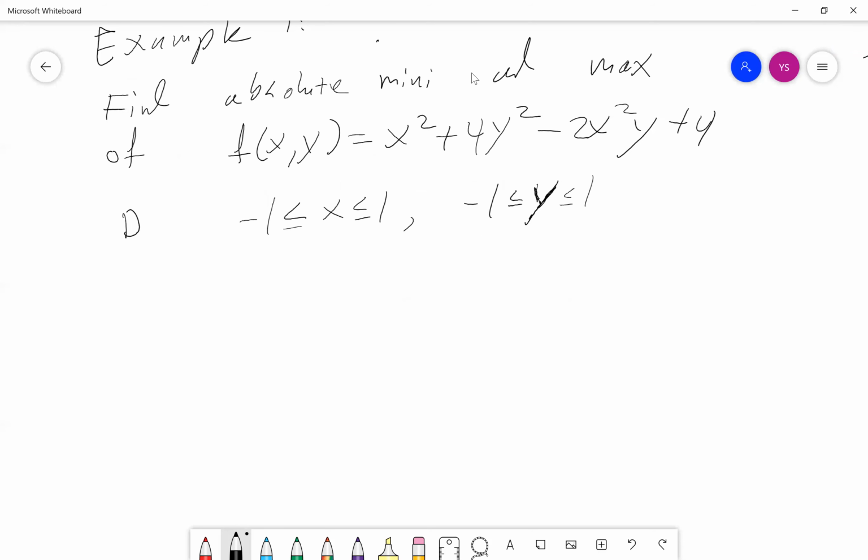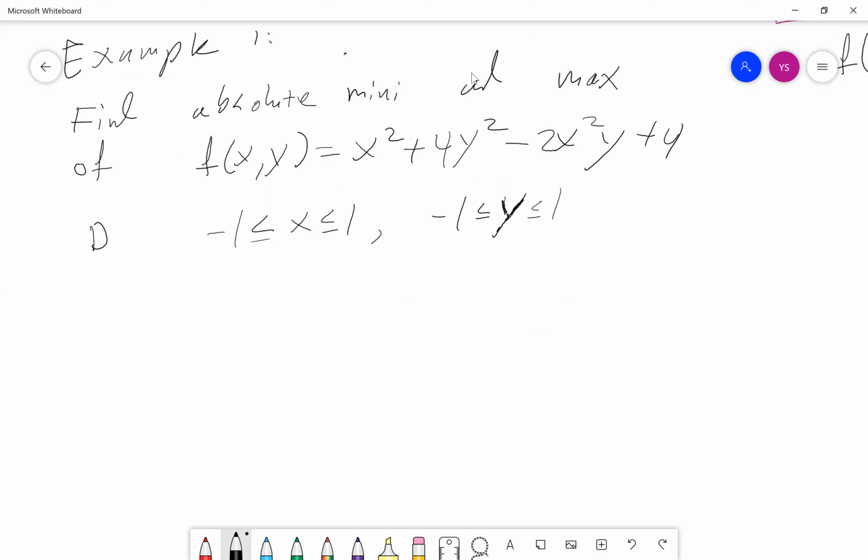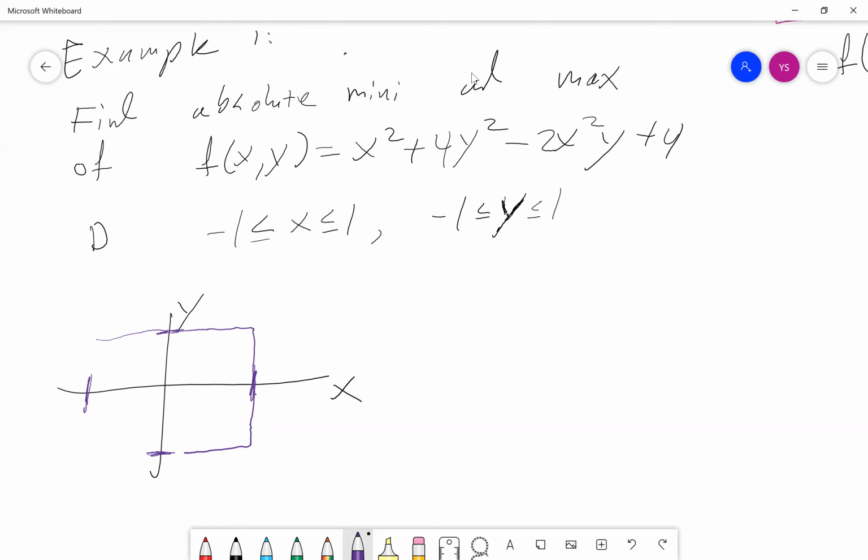Where are we trying to find the absolute minimums and maximums? So here's my x, here's my y, and it's in a rectangle where my x goes from -1 to 1. So here's -1 and here's 1. And my y goes from -1 to 1. So here's my -1 and here's my 1. So it's this rectangle right over here. This is my domain. So this is D.